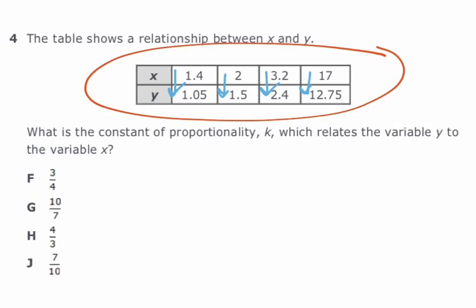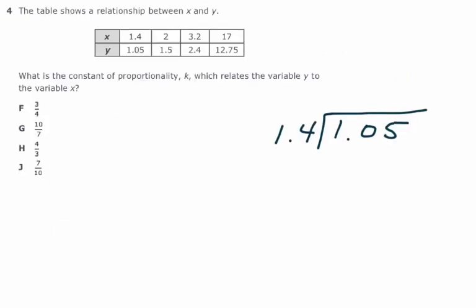1.4 turning into 1.05, 2 turning into 1.5, and so on. So I shrunk this down, and the best way to do this is to start with a value and try to figure out maybe what the constant of proportionality is. And the way we can do that is we can take the y value, 1.05 here, and divide it by the x value, 1.4. So we're going to do that.